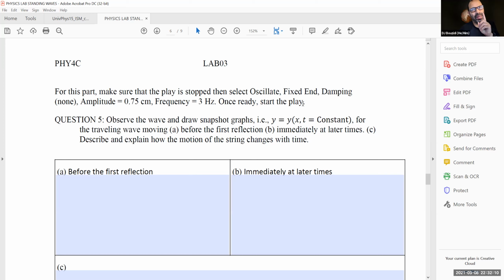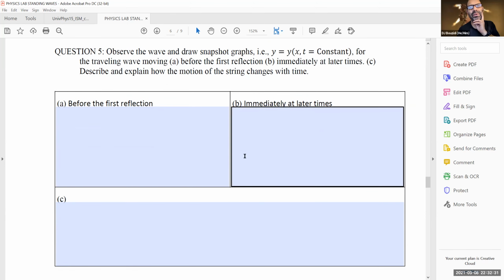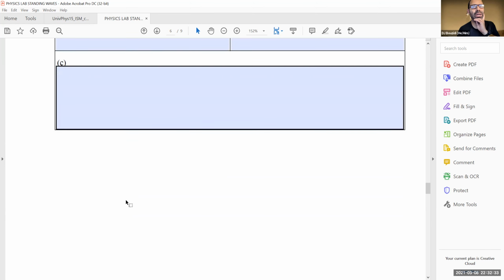Okay, you have to be careful in this case too. You have to give it enough time and stop it, pause it, and try to do it in slow motion, okay? So observe the wave again when it's moving before the first reflection, so when it goes to the left. And then after it reflects, because then you're going to have standing waves. It's going to be a nightmare trying to keep track of it if you let it go too much, okay? After, and then you go description again, okay?